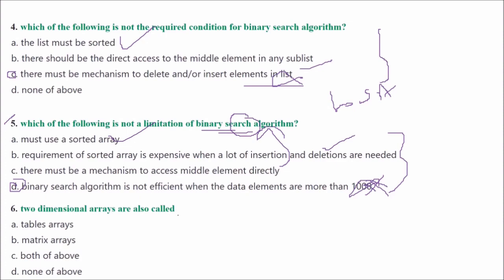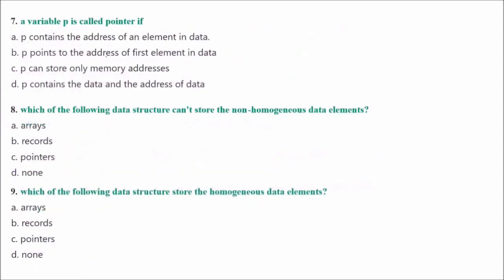Two-dimensional arrays are also called as, which is the answer? You know that they are matrix also, and in tabular form also. Matrix is nothing but a table only. So two-dimensional arrays are also called as. The answer is both of them. Now we come to the next question.